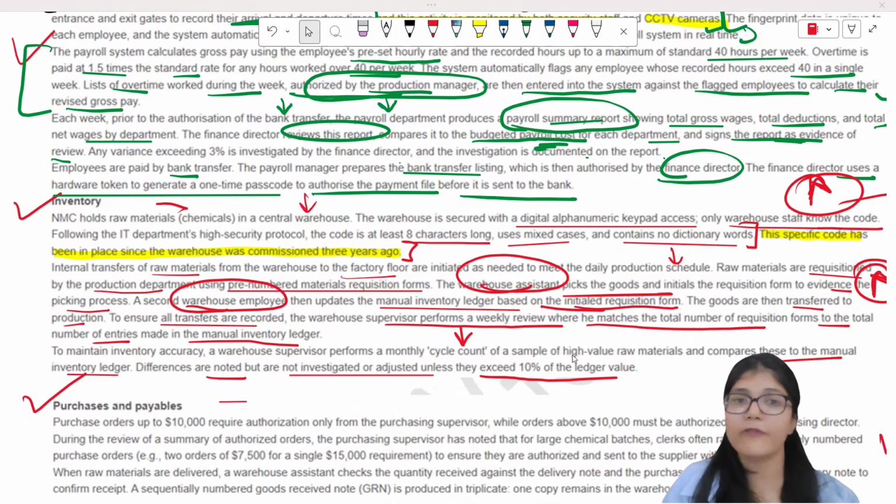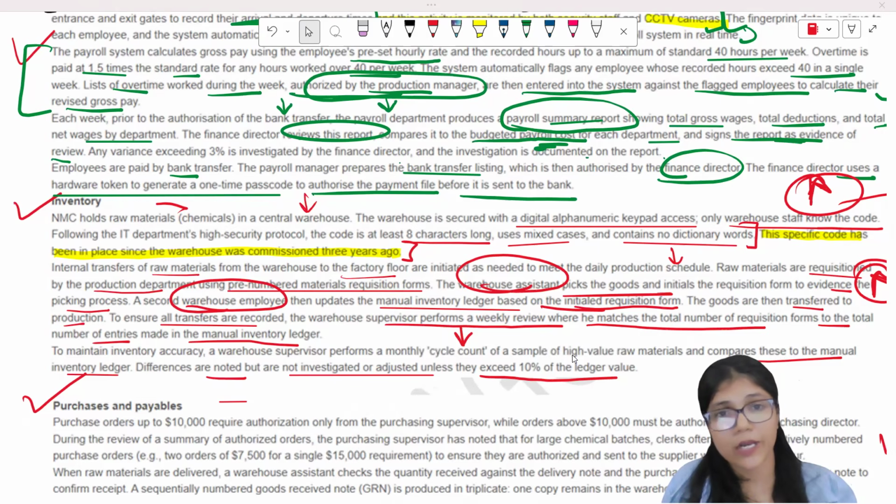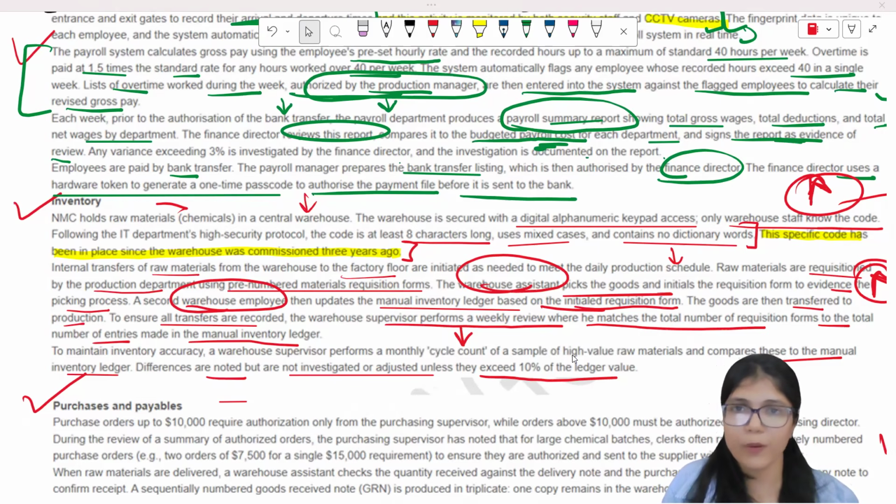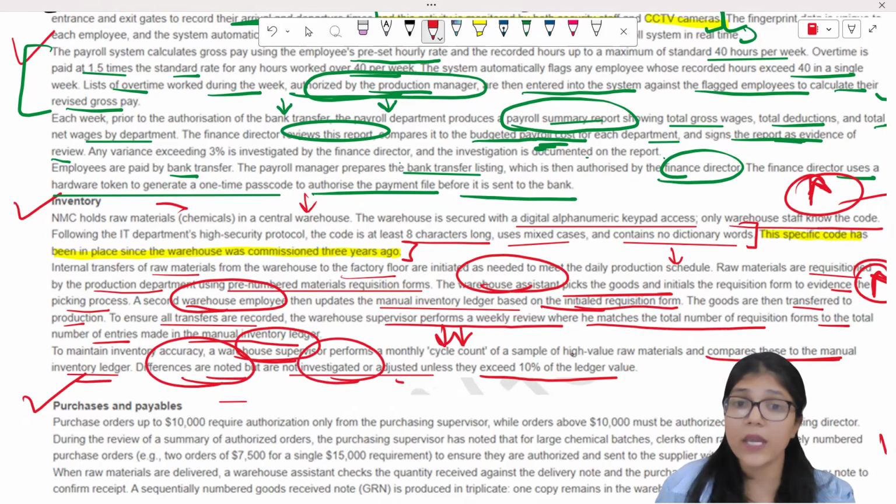The warehouse supervisor performs a cycle count and then compares to the ledger for the area they oversee and supervise, correct? But this is a lack of segregation of duties, right? Because the same person is counting and updating. Over here, if you read, they are saying the supervisor performs the count, compares to the manual ledger, finds the differences, and investigates and adjusts only if it exceeds 10%. So that is another thing. But the first thing here is: what about the same person counting, reviewing, updating and adjusting? What about that? That is a lack of segregation of duties, right?